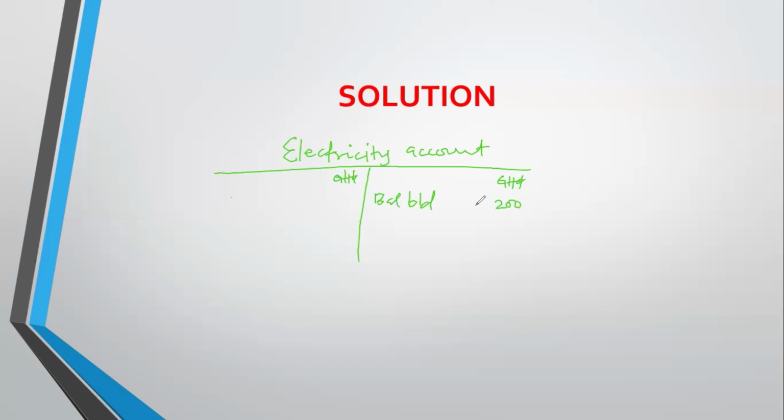Then the next also said during the year, electricity paid was 800 Ghana cedis. If electricity paid was 800 Ghana cedis, it means it is cash book that paid. It means you will credit cash book 800 Ghana cedis. Then you come and debit electricity, because electricity account will be receiving. So we say cash book.